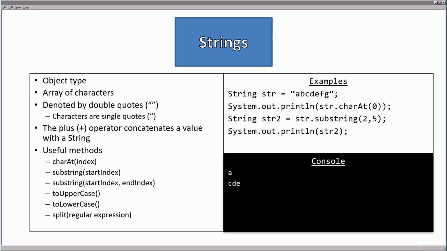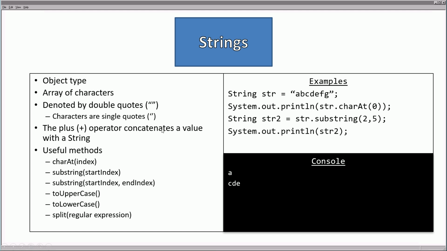Now, as strings are object types, they have a lot of methods that are built into them. So some of the most useful ones would be character at some kind of index, substring from some start index all the way to the end of the string, substring with a start index and an end index. And now keep in mind, in this version of substring, the start index is inclusive. It includes that value, and the end index is exclusive. It does not include that value. Also toUpperCase, toLowerCase, and also split, which we'll get to a little bit later.